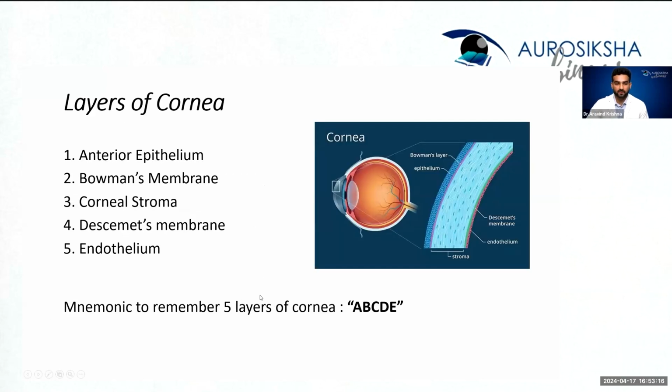Coming to the layers of the cornea, it has 5 layers from the anterior to the posterior. It goes as follows: the anterior epithelium, the Bowman's membrane, corneal stroma, Descemet's membrane, and endothelium. An easy mnemonic to remember these 5 layers, I think most of you will already be aware of it. It is A, B, C, D, E, the first letters of all these words.